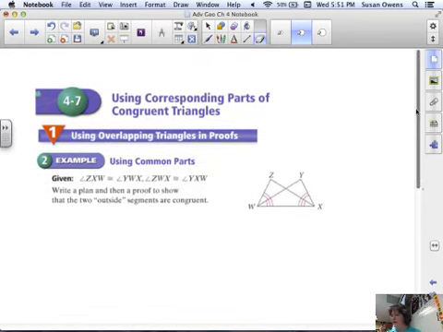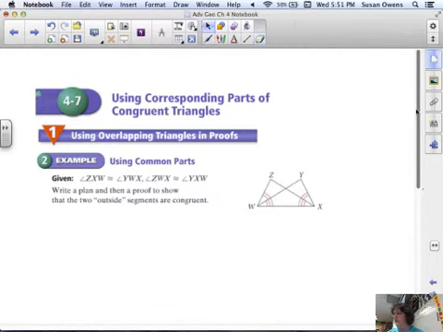Welcome to today's video. Today's video is for Advanced Geometry, Chapter 4, Section 7, using corresponding parts of congruent triangles. So this section goes nicely with Section 4. Both sections are about CPCTC, but in this section we're going to add a little more difficulty, because the triangles that you're going to prove are congruent are overlapping triangles, or they might only be parts of other triangles or something like that.